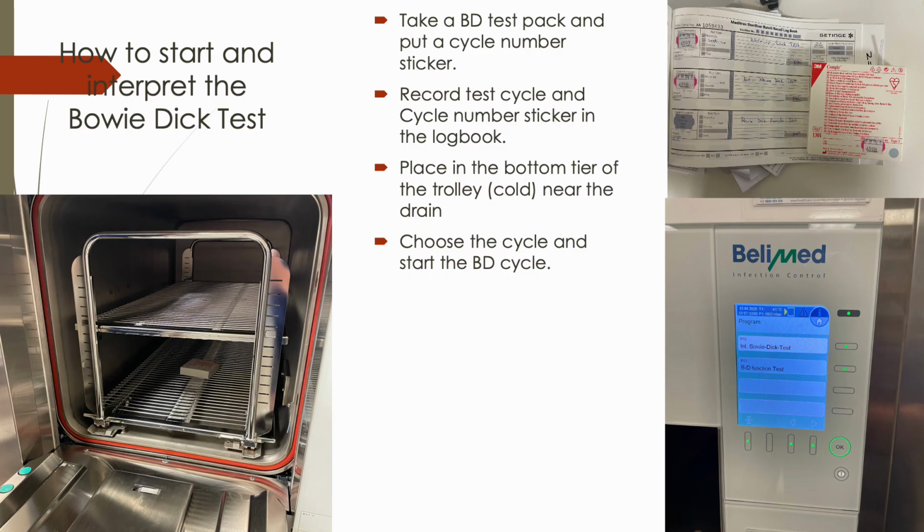How to start a Bowie-Dick test and interpret the result. First, take a Bowie-Dick test pack and put a cycle sticker number. Then record the test cycle and the cycle sticker number in the logbook for documentation. After that, place it in the bottom tier near the drain because it is the most challenging part of the sterilizer for a Bowie-Dick test pack.